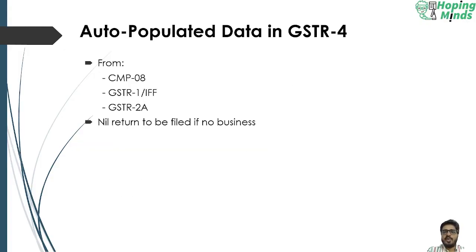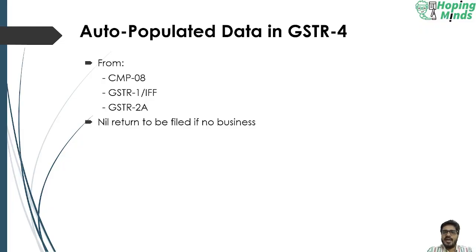Then what are the auto-populated data in GSTR-4? So most of the fields in GSTR-4 return will be auto-filled, and the data will be popped up from first CMP-08, that is the quarterly return that has been filed by the taxpayer. So for all the 4 quarters of the relevant financial year, the data will be auto-populated in GSTR-4.